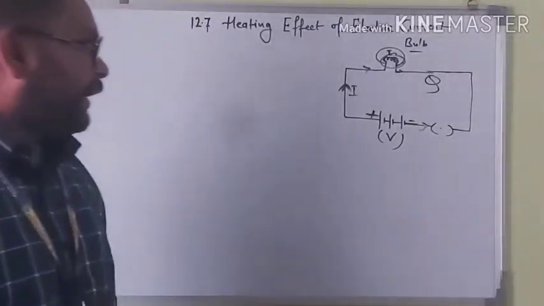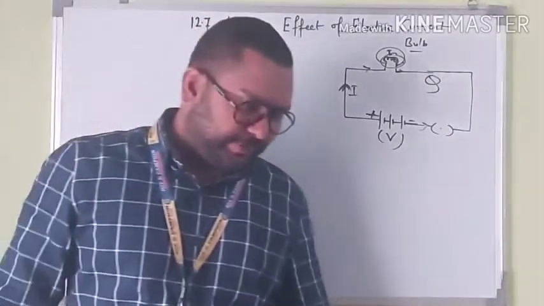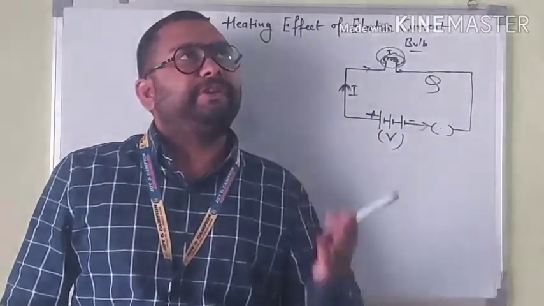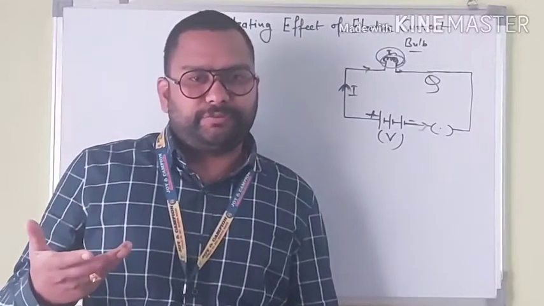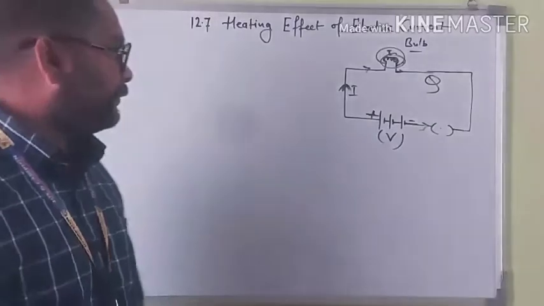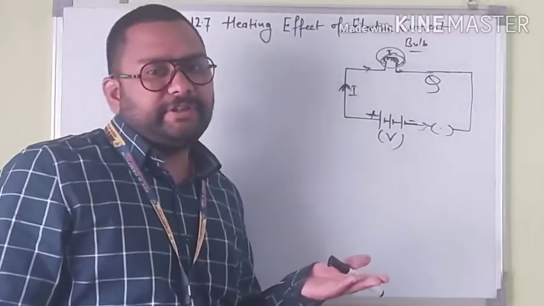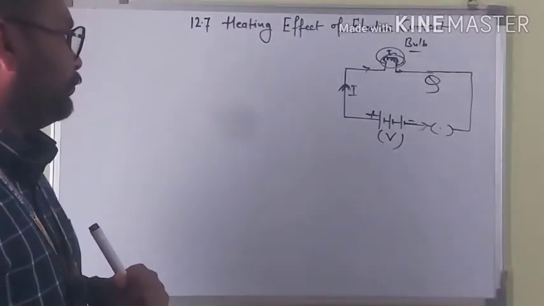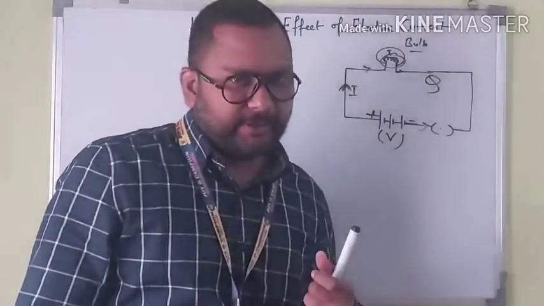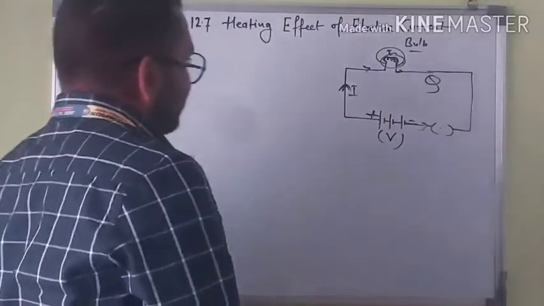Dear students, we have lots of examples in our life. When a fan is moving, it also becomes hot. When the TV is on, it also becomes hotter. Mobiles also get heated when you use them. So these things are said to be the heating effect of electric current. This is done only by the electric current.